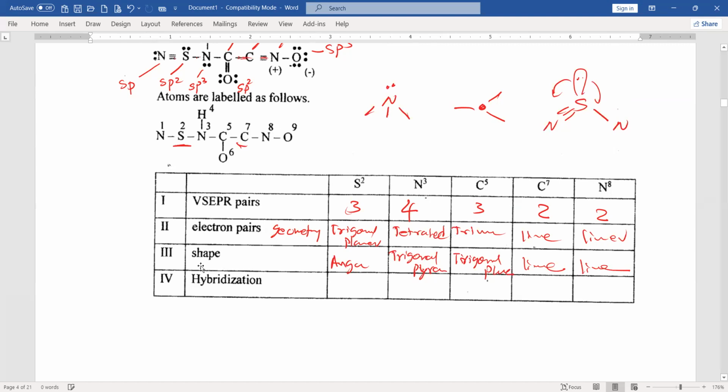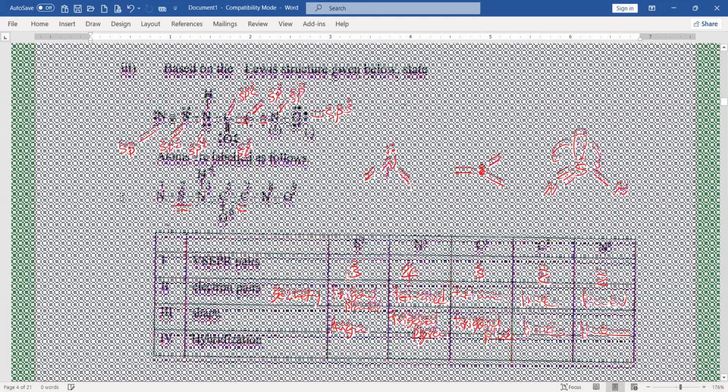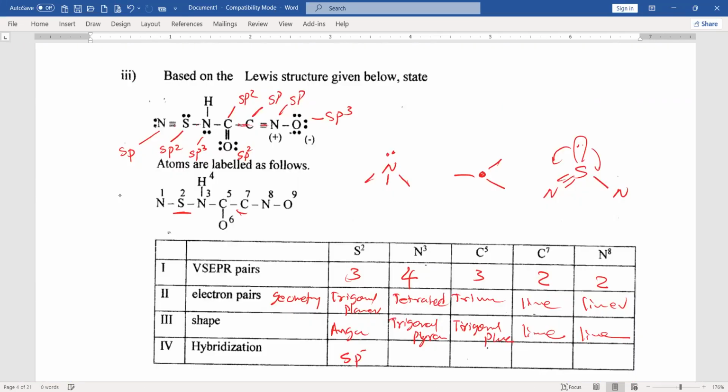And hybridization, we have already identified the hybridization, so you can easily write it. This is sp2. Or by using the VSEPR pairs, you can find the hybridization. Now, if 4, that is sp3. Here 3, so sp2. Here 2 means sp, and here also 2, therefore sp.